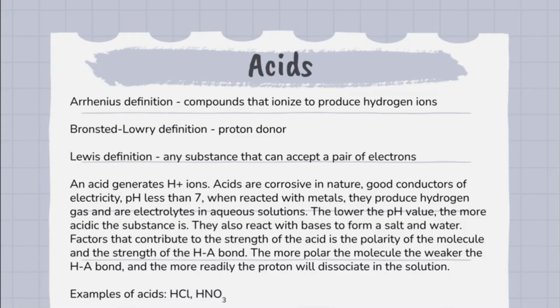Factors that contribute to the strength of an acid are the polarity of the molecule and the strength of the HA bond. The more polar the molecule, the weaker the HA bond, and the more readily the proton will dissociate in the solution. Some examples of acids are HCl and HNO3.